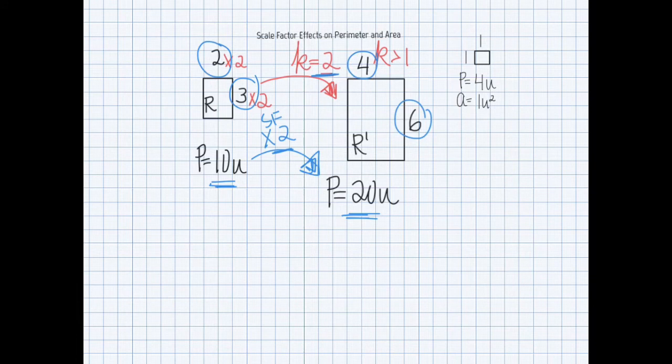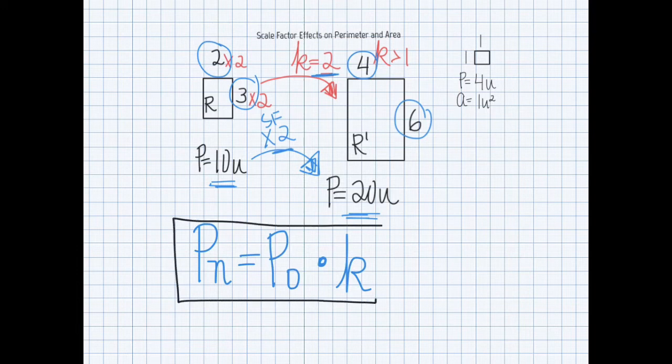And here is the way that your notation should look. So we're going to say the perimeter of the new figure is found by taking the perimeter of the original figure and multiplying it by the scale factor. So make sure that you copy this down in your notebook, just the way that you see it.